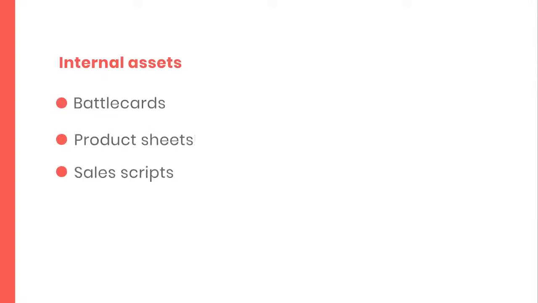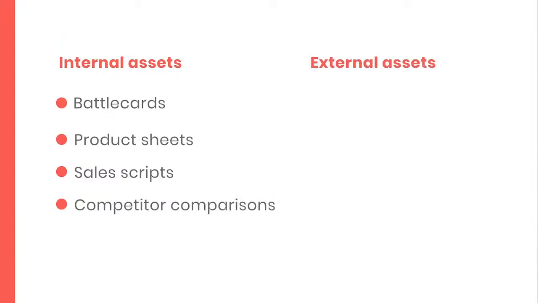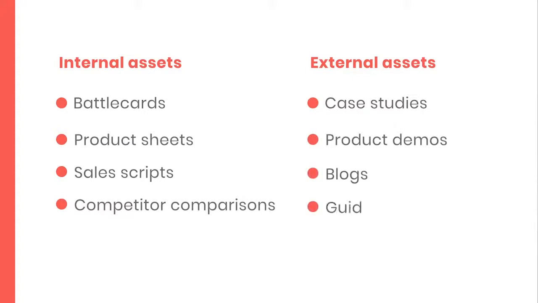So for your internal teams, you've got things like battle cards, product sheets, sales scripts, and competitor comparisons. And for your external assets, there are things like case studies, product demos, blogs, guides, and webinars, etc. In terms of who your partners are when it comes to creating these kinds of assets, it could be anything from the obvious, which is sales, to your customer success, demand gen, product, PR, and content teams.